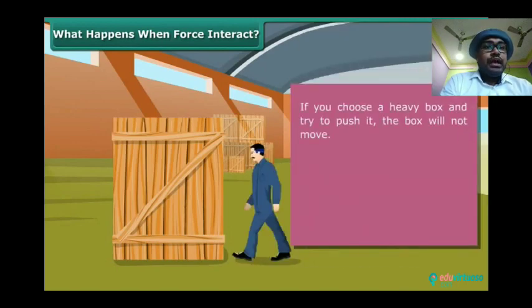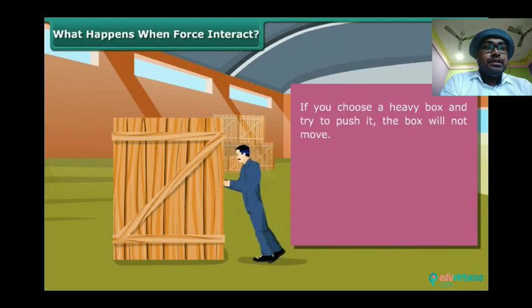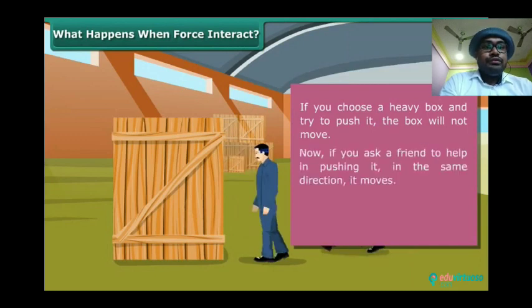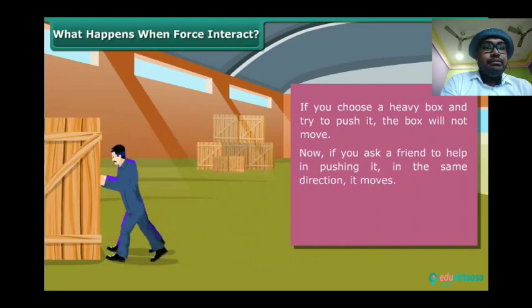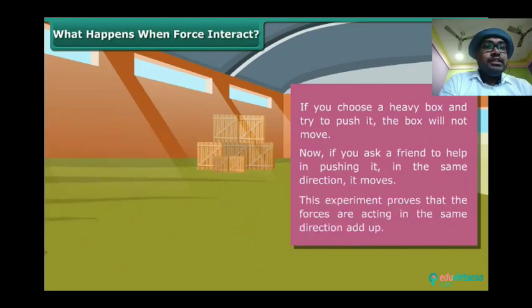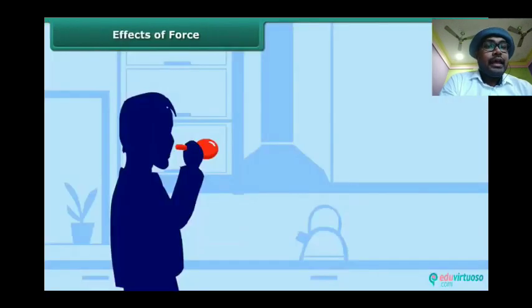See, what happens when forces interact? If you choose a heavy box and try to push it, the box will not move. Now, if you ask a friend to help in pushing it in the same direction, it moves. This experiment proves that the forces acting in the same direction add up.